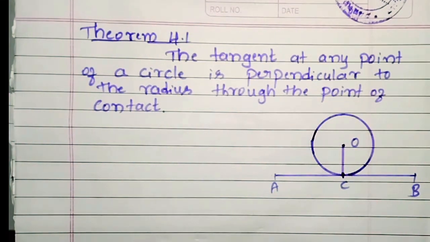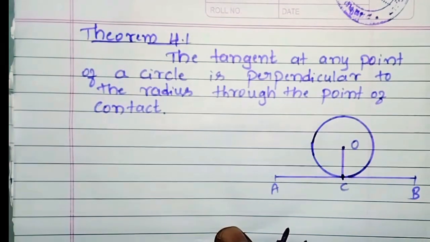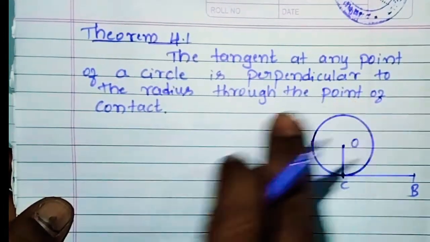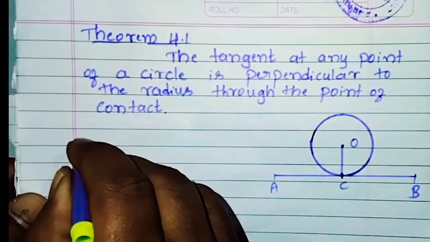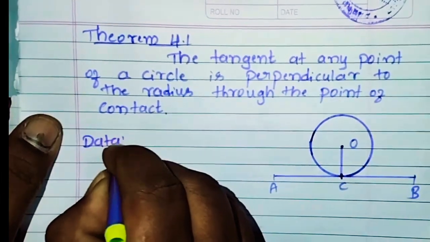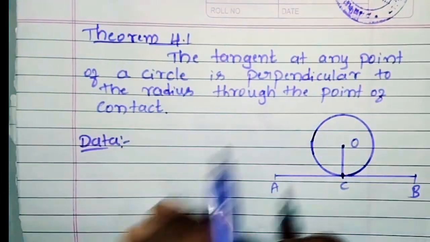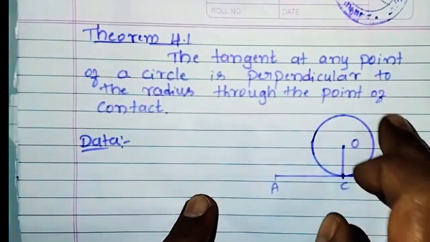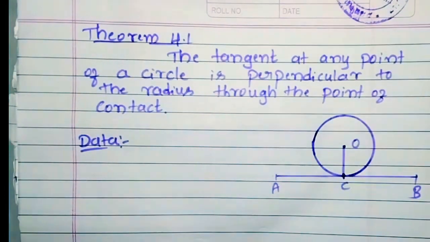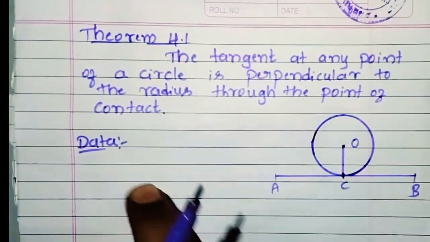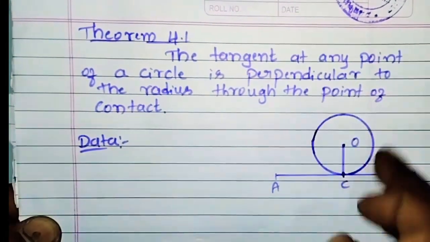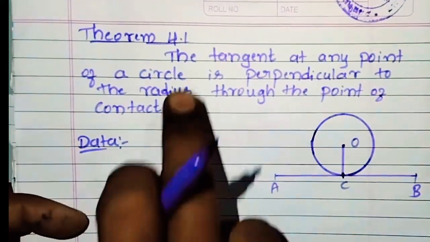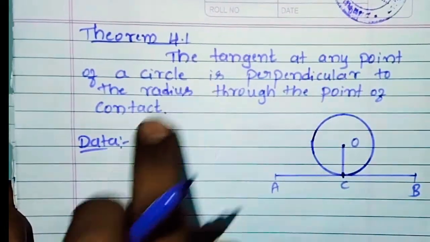So now let's prove this theorem: the tangent at any point of a circle is perpendicular to the radius through the point of contact. Now I will write the data. How to write the data? Look here, the data is in the statement itself and in the figure. Just write as it is here, that is the data, and half of the statement itself is the data.